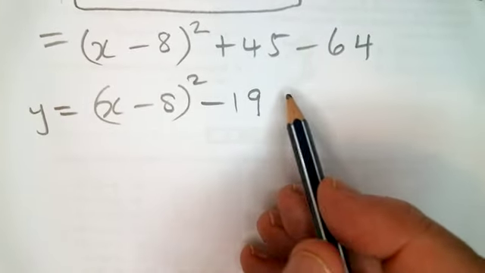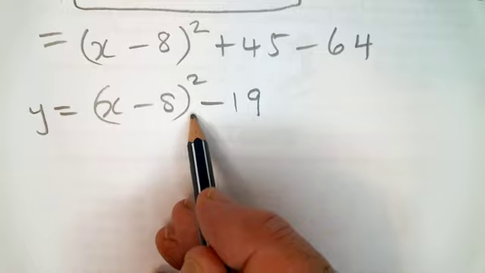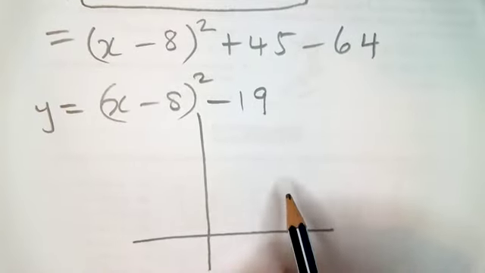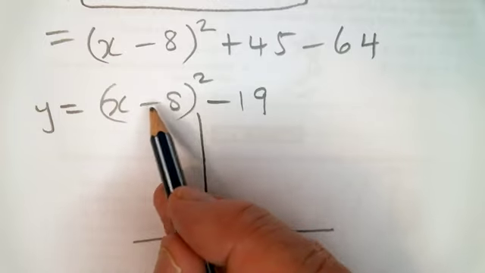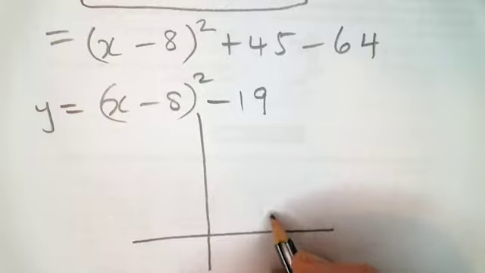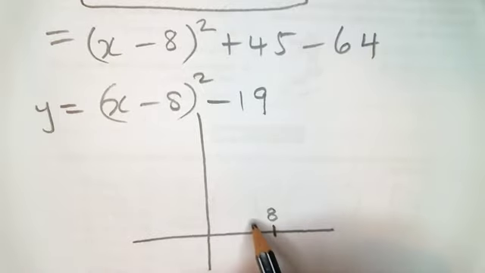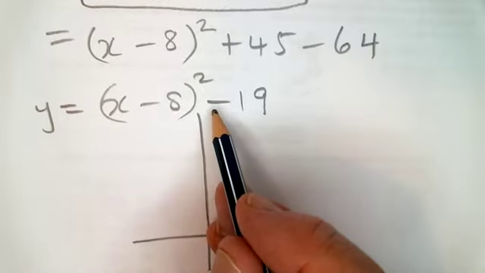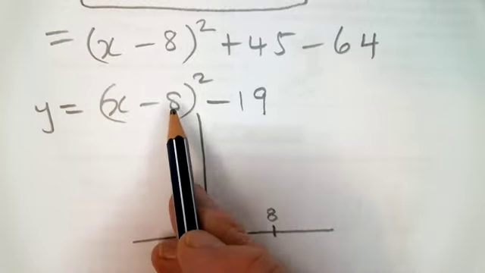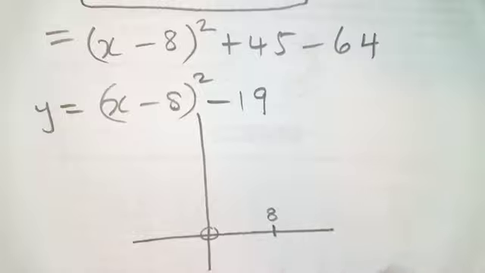So if we were to plot this, let's do it now. Here's our graph. The graph is going to be a negative 8, which means it's going to be on the positive side, so it's going to be plus 8. Now I'll just put an 8 here, and that 8 there is this plus 8 here. And we're going to drop it 19, so it means it's going to be 8 across to the right and 19 down.